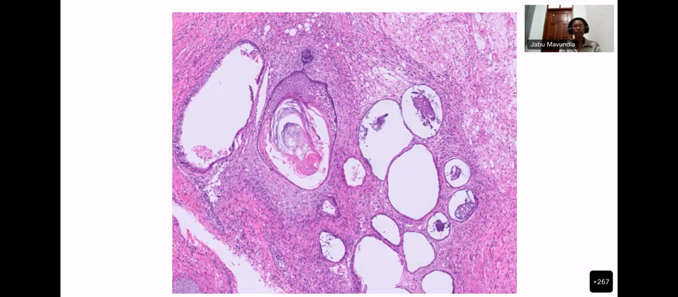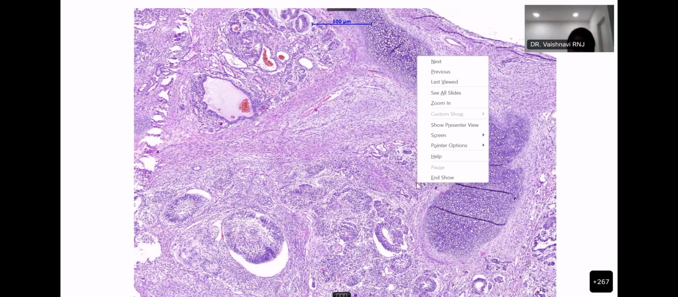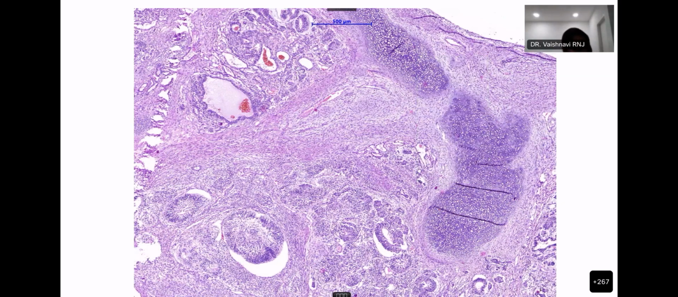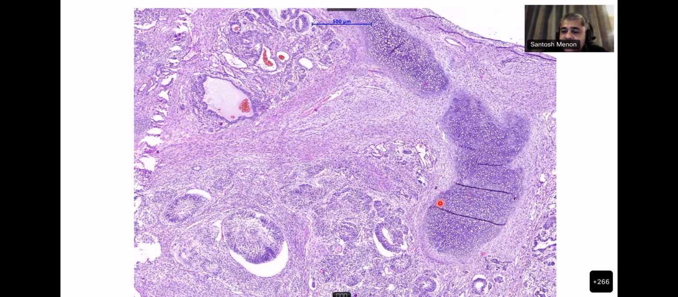Okay. Maybe Gunjita, you want to take a crack at this? This is another section from the tumor. Gunjita, you want to describe what these areas are? Sorry, I'm unable to mark this. This is not marking. I think we have lost Gunjita. Is she there? Do you know what these areas are, Gunjita? Vaishnavi, you want to ask? You want to tell what this is at low power?